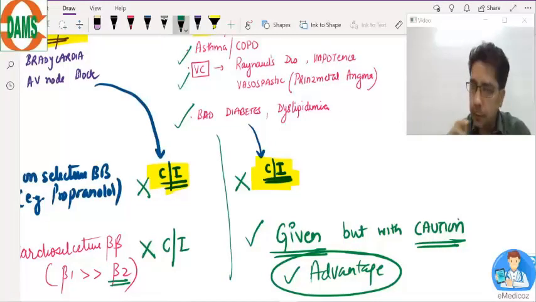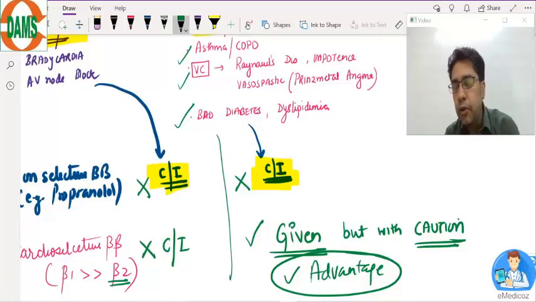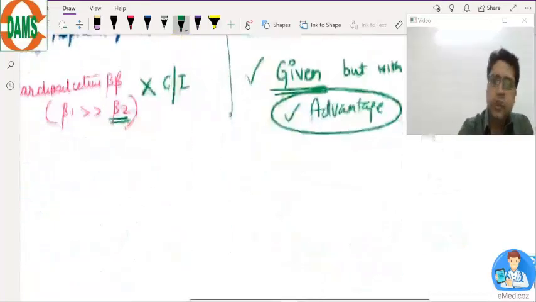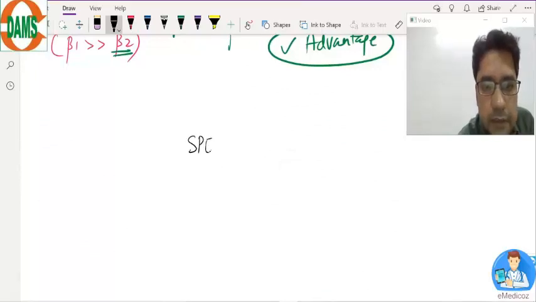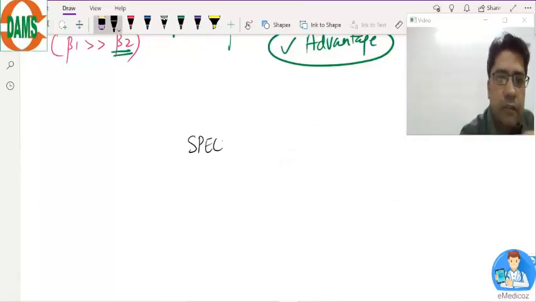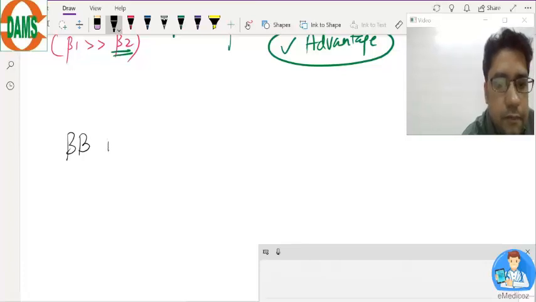Now, let's talk about the last point of the day. Nebivolol, you don't have to give in asthma, but patient may have asthma. A heart disease patient can have asthma also. So, now last point we will write is special properties. Before special property you'll write beta blocker in diabetes.